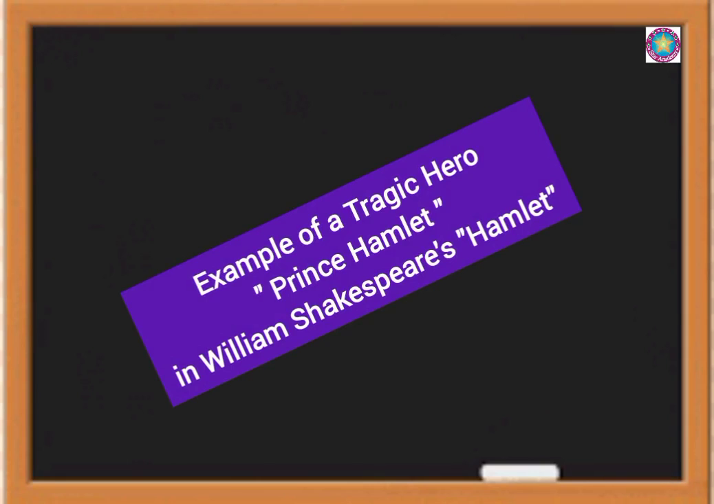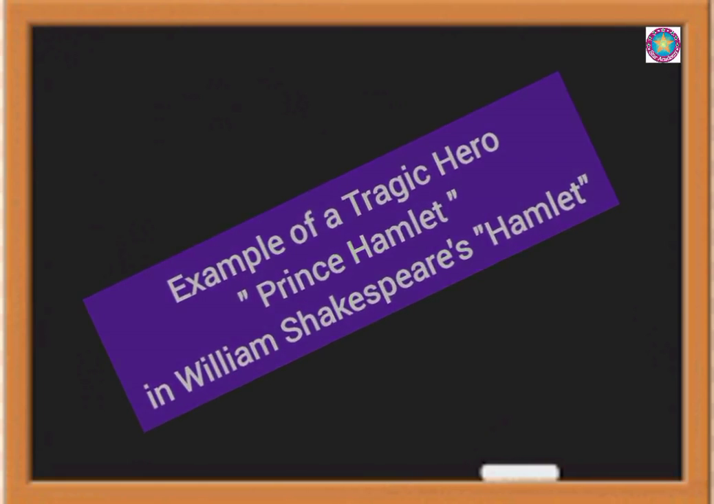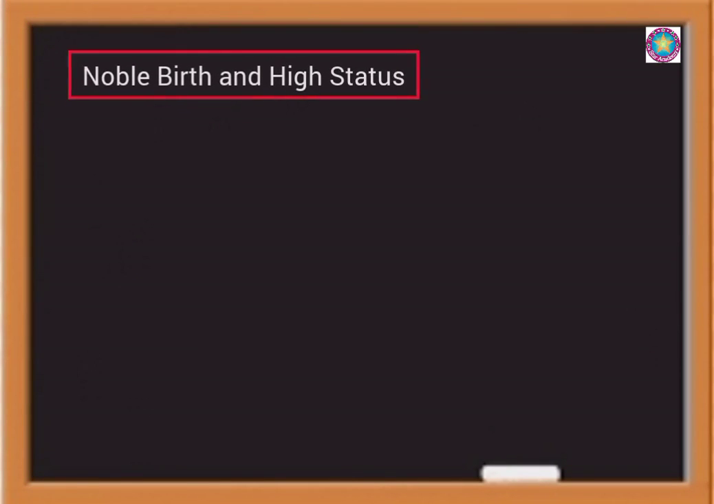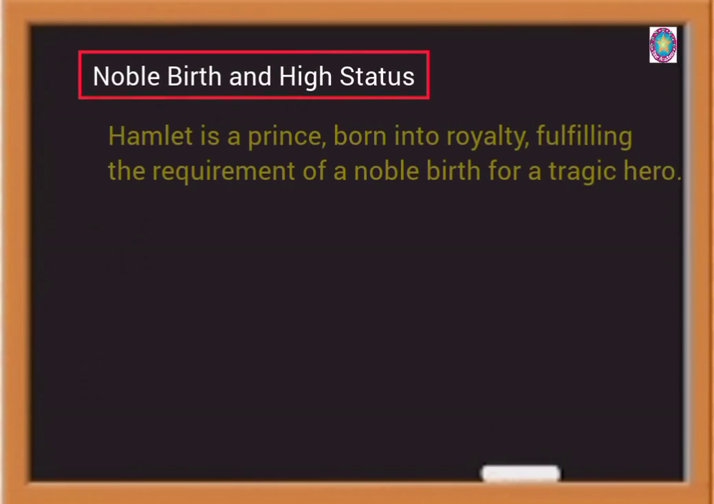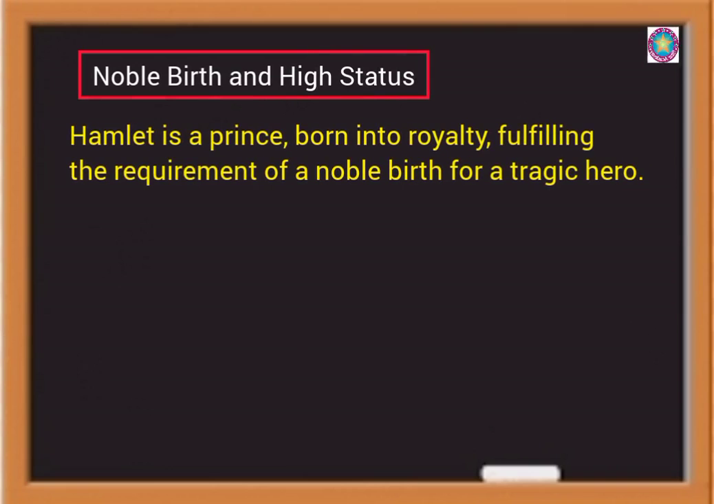the video. The first one is the example of the tragic hero Prince Hamlet in William Shakespeare's tragedy Hamlet. The first key characteristic of a tragic hero is noble birth and high status. Hamlet is a prince. He was born into royalty, so he fulfills the requirement of noble birth for a tragic hero.